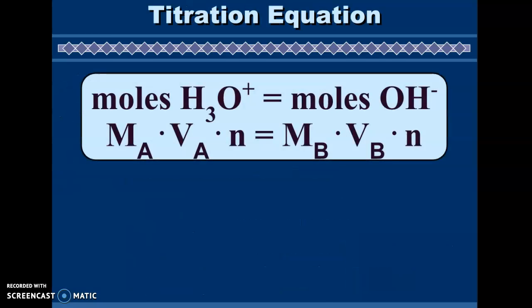Okay, so here is a little adjustment to our titration equation. If you have an acid that has multiple protons, then you are going to have to multiply the side of the equation, Ma and Va, by the number of protons that acid has. Likewise, if you have a base that has multiple hydroxides, then you're going to have to multiply that side of the equation by the number of hydroxides the base has.